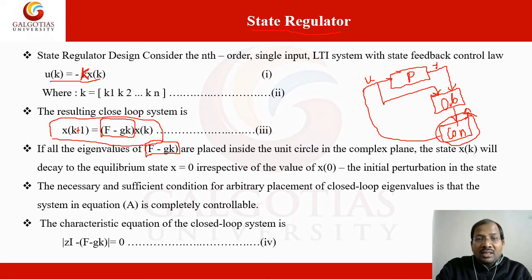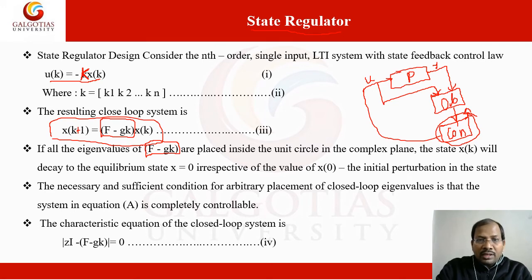So in this case, we have the freedom to choose the eigenvalues of this system matrix arbitrarily, and we can place them inside the unit circle. They may be real or complex. Based on our desire, we can put them.